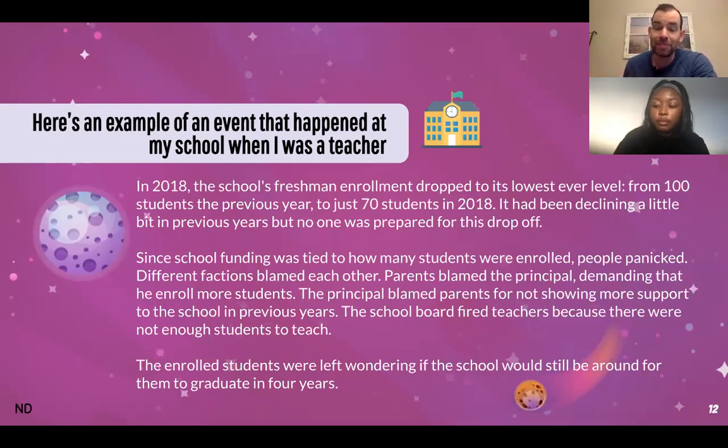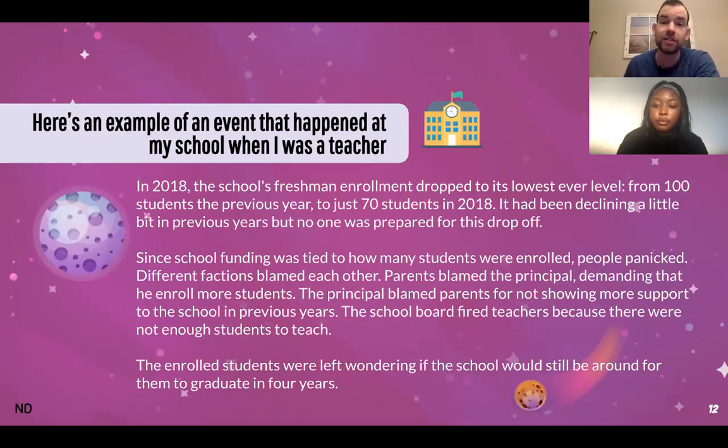Different factions blamed each other for this. The parents blamed the principal, demanding that he enroll more students. The principal blamed the parents, saying that they weren't showing enough support for the school, and that's why enrollment was declining. The school board even fired teachers because there were not enough students to teach anymore. And so the enrolled students were the ones who really had to deal with this. They were left sitting there wondering whether the school would even still be around for them to graduate in 4 years.